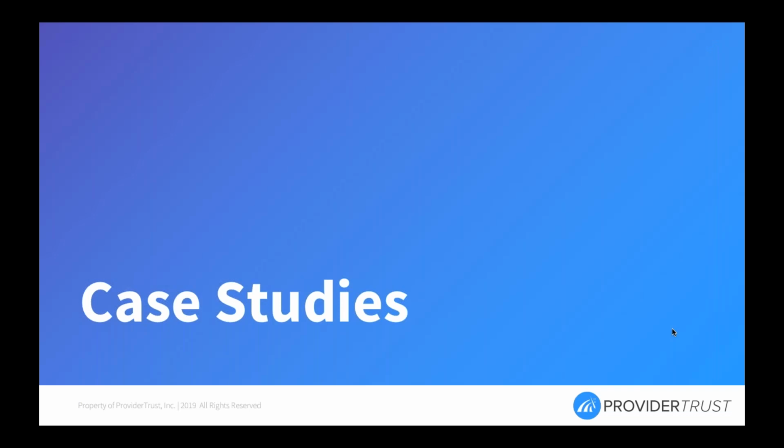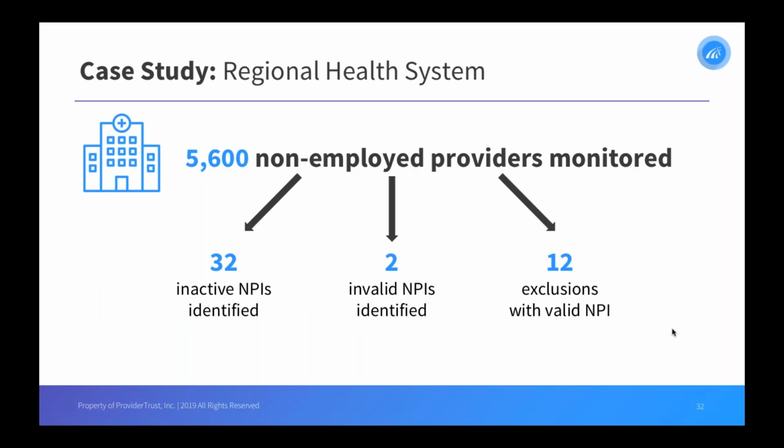So let's look at a couple of case studies that we've been fortunate enough at Provider Trust to partner with our clients and do some exclusion monitoring, utilizing the NPI numbers that they have within their systems. So this first case study is a regional health system who asked us to monitor their non-employed providers. They had about 5,600 providers, and this was a new client for us, and they were just onboarding this particular population.